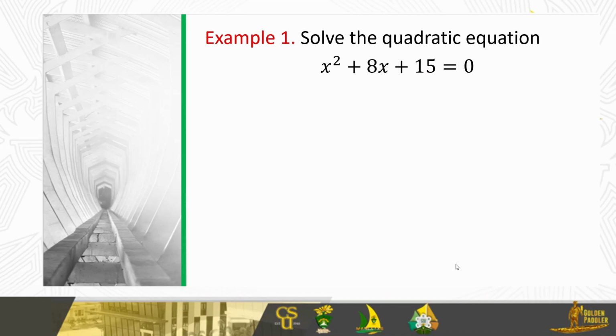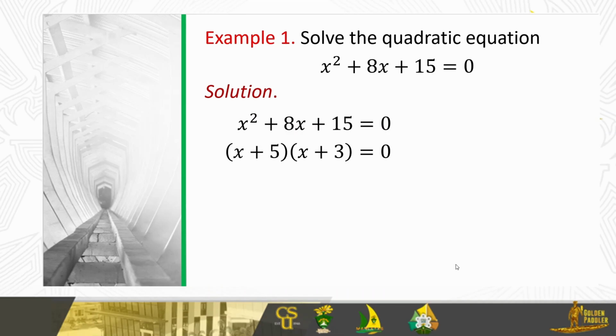This example is already in standard form. So proceeding to step 2, we want to factor the left-hand side. By now, you must have mastered factoring polynomials. The factors of the left-hand side are x plus 5 and x plus 3. Then, setting each of these factors equal to 0, we have x plus 5 equals 0 or x plus 3 equals 0. And notice that these equations are linear. Solving these equations, we get x equal to negative 5 or x equal to negative 3.